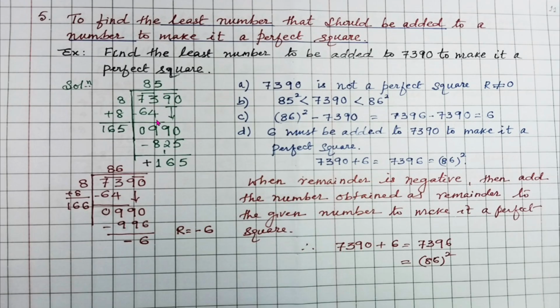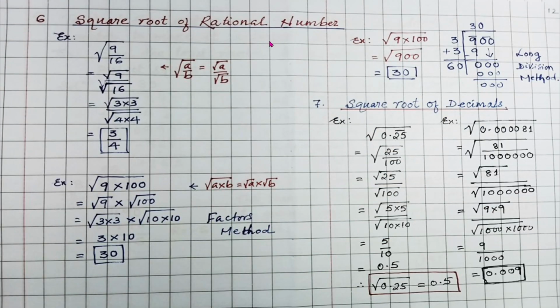So we have got two different methods. Both the methods are easy, so we can adopt one of those methods to find the least value which has to be added to a given number to make it a perfect square. Now, square root of rational numbers.